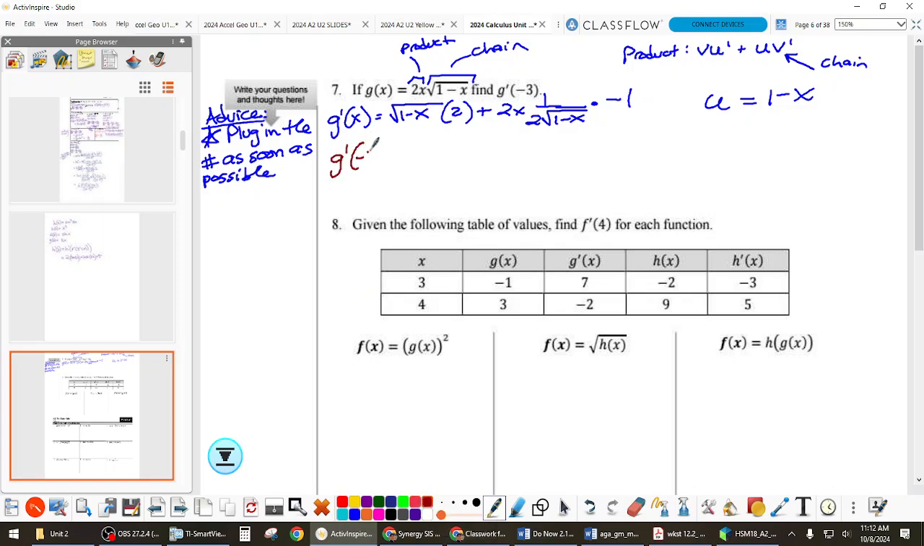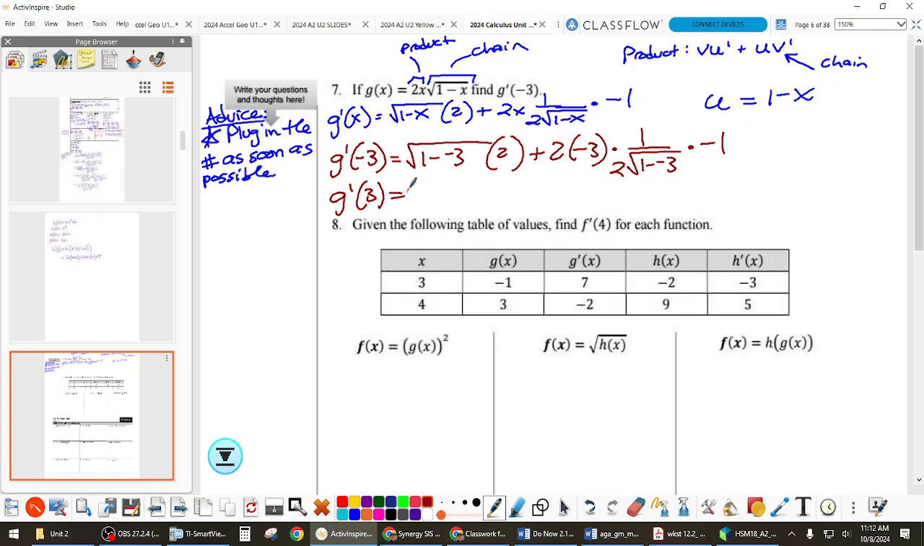So g prime of negative 3, we can just start plugging that in here. So 1 minus negative 3 times 2 plus 2 times negative 3 times 1 over 2 times 1 minus negative 3 times negative 1. Okay. And all of this is doable without a calculator for sure. My point in saying that is you wouldn't have to have one. Like this could be a non-calculator part.